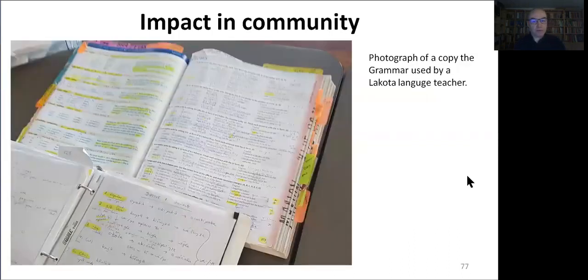Here I show a photograph of a copy of the grammar handbook used by one of the Lakota language teachers. And please observe that she has filled out all of the activities. She's also highlighted many things in the instructions, in the example sentences and practice sentences as well. She's placed numerous bookmarks in the book, but also has been taking extensive notes. She reported having used the book extensively in preparation for her classes, but also learning from it by reading it from cover to cover and also coming back to it, and especially to the exercises.